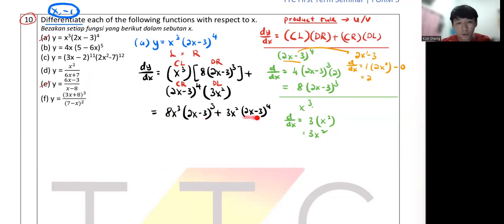So there's a product rule. Copy left, differentiate right, copy right, differentiate left. This is your product rule. So for the next working, we just have to simplify. You cannot leave your answer like this. To simplify, we have the same thing for us to factorize from this part.